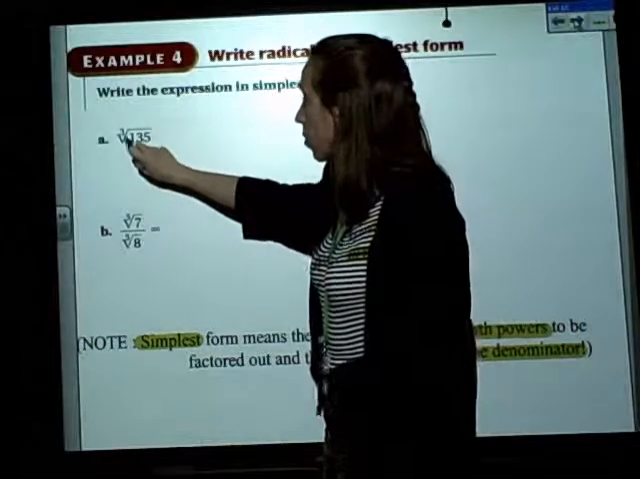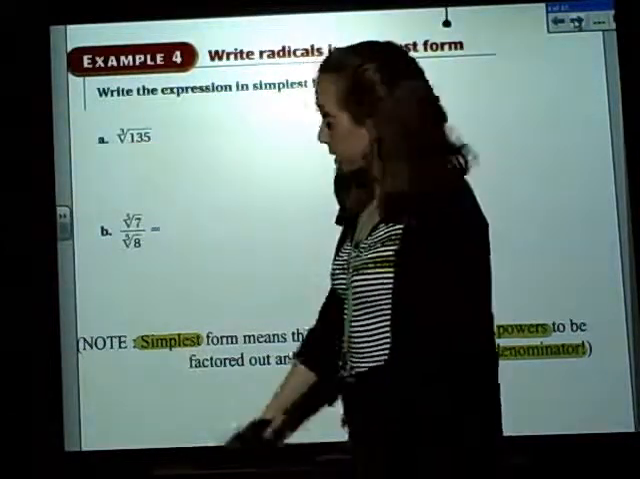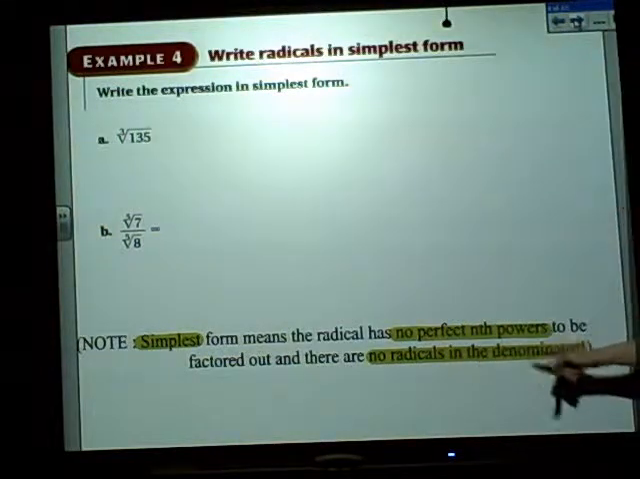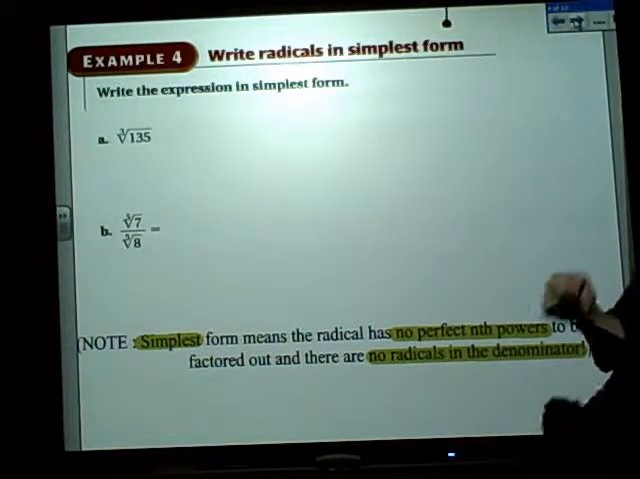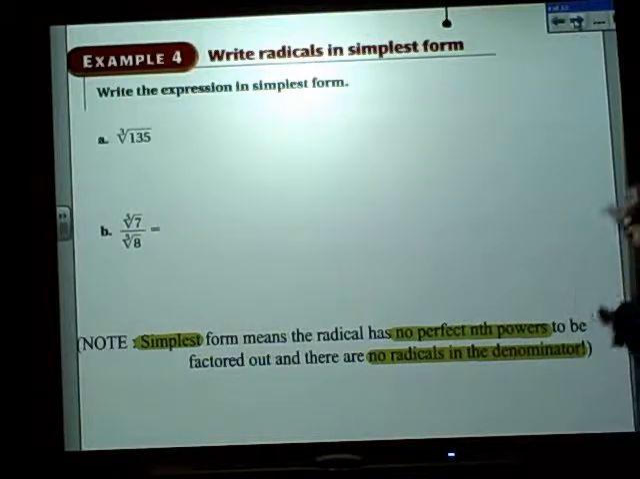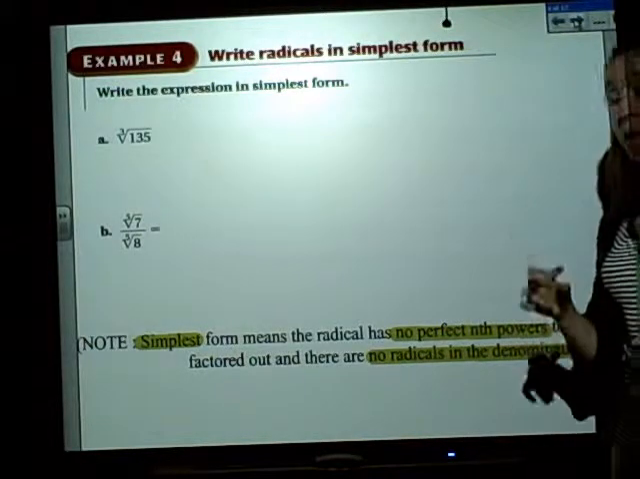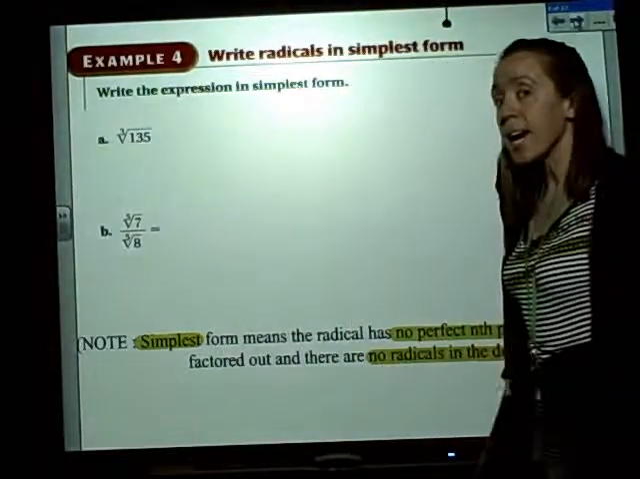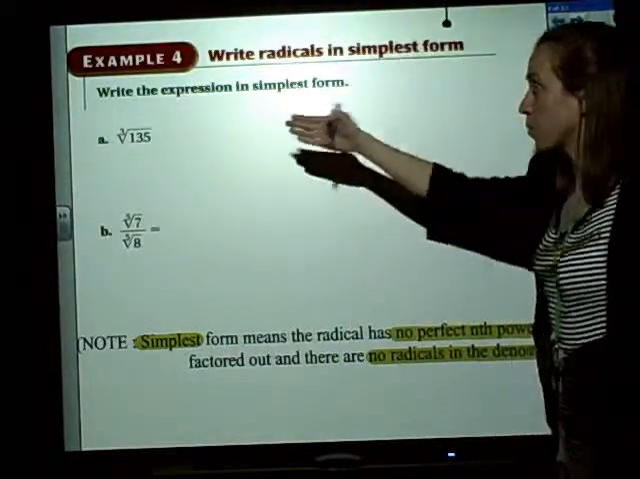We are going to look for perfect cubes. We look at the bottom here. Simplest form means that the radical has no perfect nth powers. So it uses that same thing. My recommendation to you guys, look at your root and use that to write out your perfect nth powers.